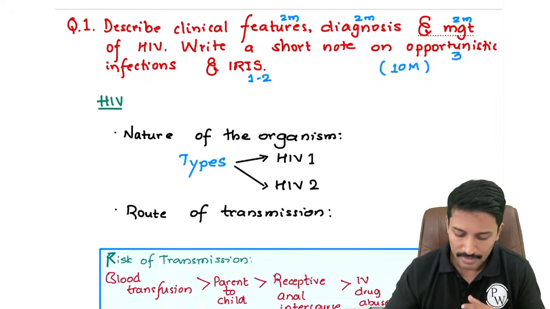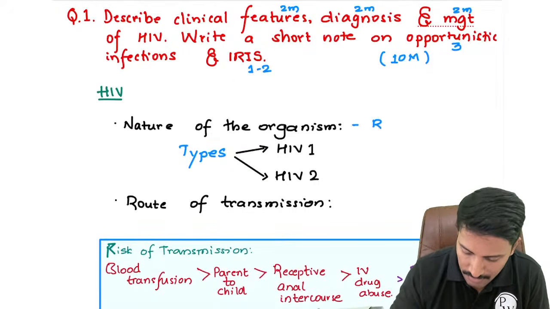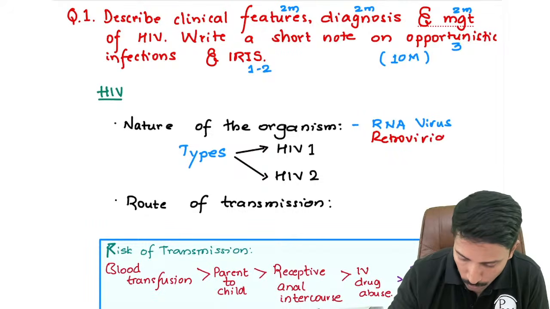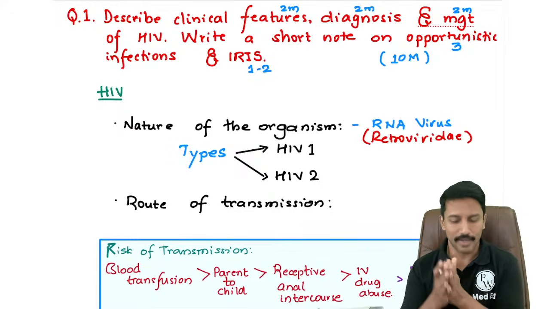What is HIV? HIV is a virus, right? What kind of virus? It is an RNA virus. HIV is an RNA virus belonging to Retroviridae, right? There are 2 types of HIV viruses, type 1 and type 2.